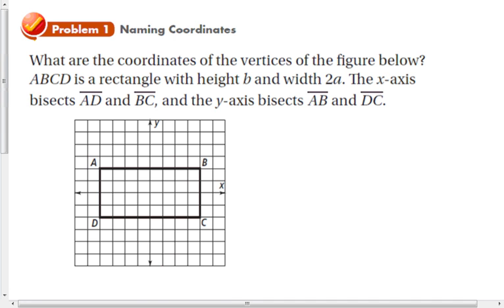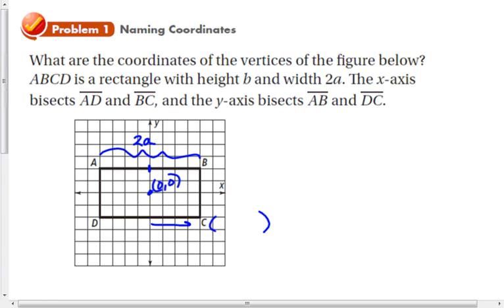So we know that from this information, if this distance from here to here is 2A, then right here represents the midpoint, so that's half the distance. So this point right here is 0, 0, right in the middle. All right. So coordinates for, let's start with C.